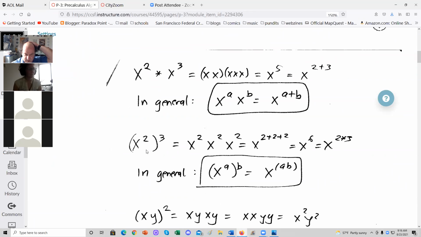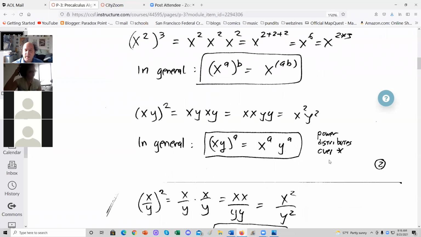Now here we have something slightly different. Instead of x squared times x cubed, it's x squared itself cubed. That's x squared times x squared times x squared. We add the exponents, x to the 2 plus 2 plus 2, that's x to the 6. And why 6? Well, 2 times 3. And in general, if you raise x to the a to the power b, you get a product for the exponent, x to the power ab.